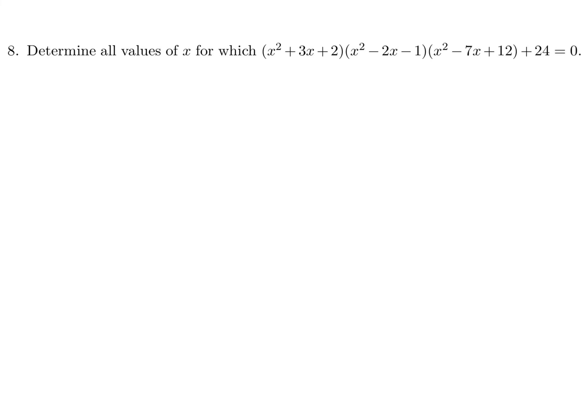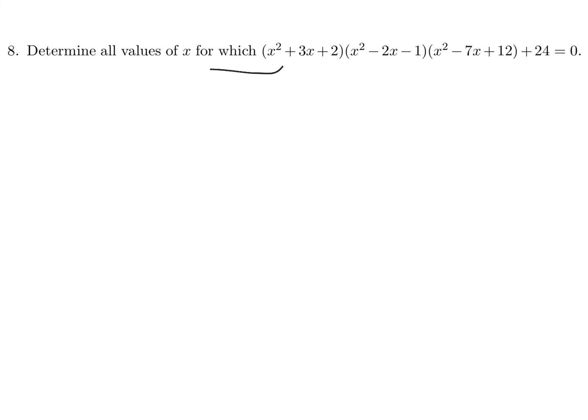Determine all values of x for which (x squared plus 3x plus 2)(x squared minus 2x minus 1)(x squared minus 7x plus 12) plus 24 is 0. All right. Okay, so the first thing that comes to mind is that these are not really that similar, but if I can make them somehow similar, I can make a substitution. So let's see what I can do.